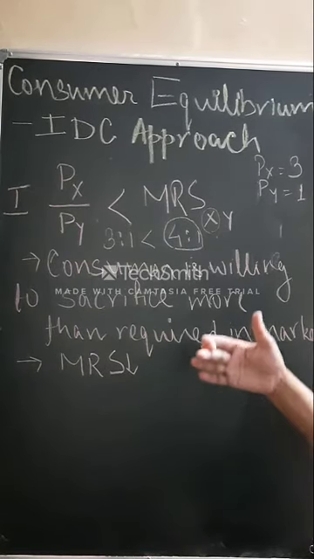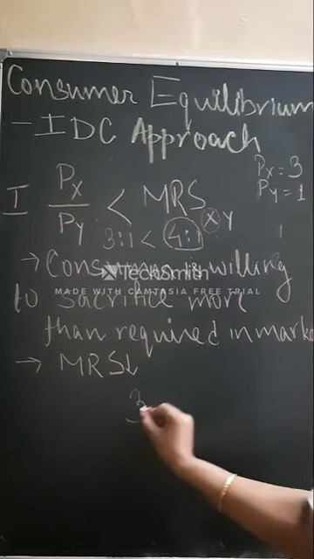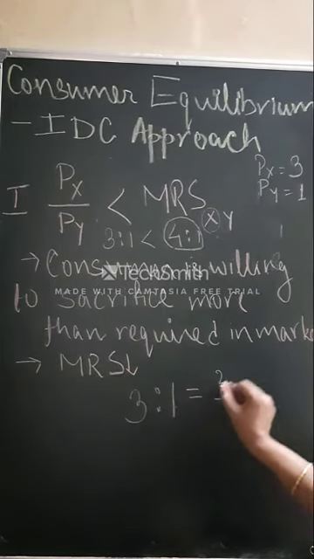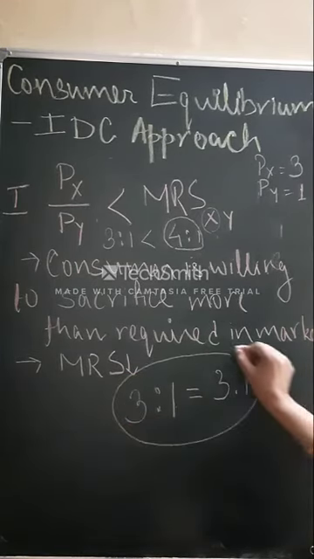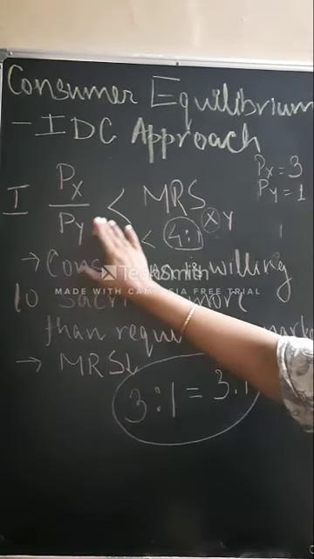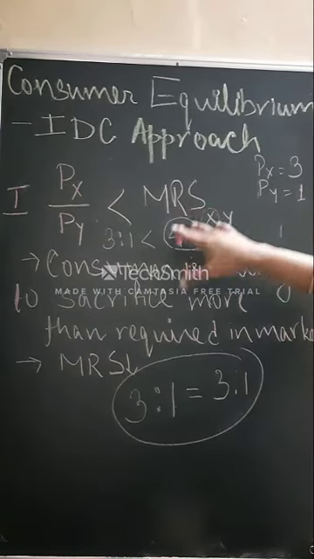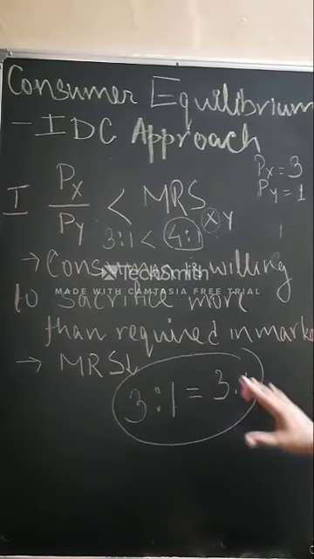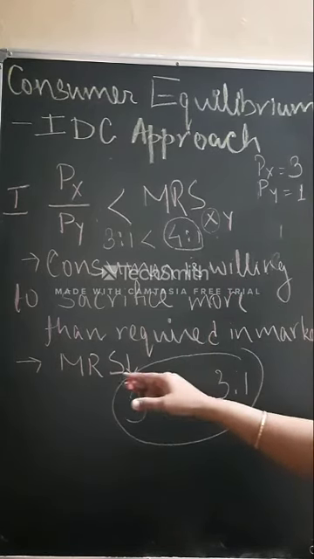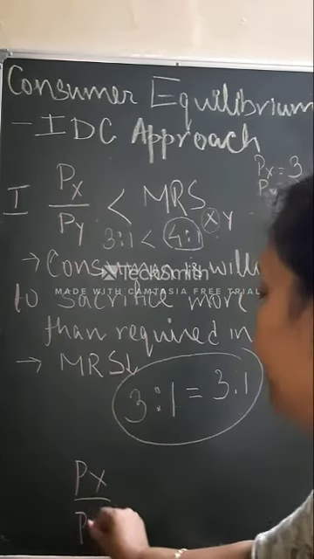जैसे जैसे वो x का unit ज्यादा से ज्यादा consume करेगा, ultimately he will reach the position where the 3:1 will be equal to the 3:1 and that will be the consumer equilibrium point. So what will happen when the Px by Py is less than the MRS? The consumer will derive more satisfaction from x and therefore he will consume more of the x commodity till then that MRS decreases and will become equal to Px by Py.